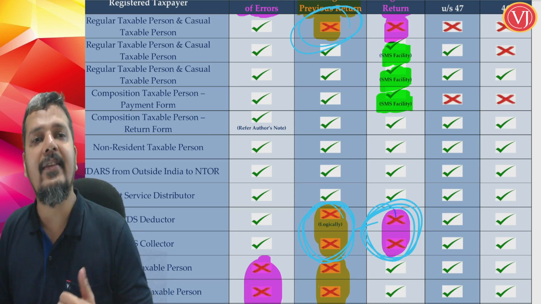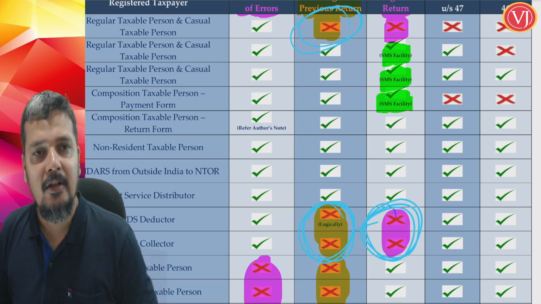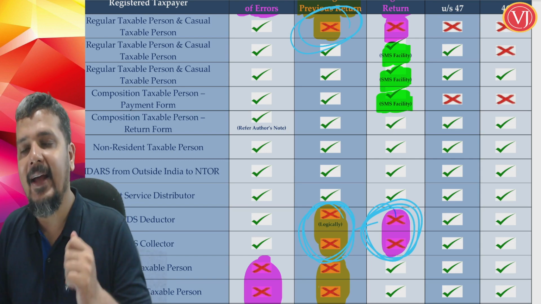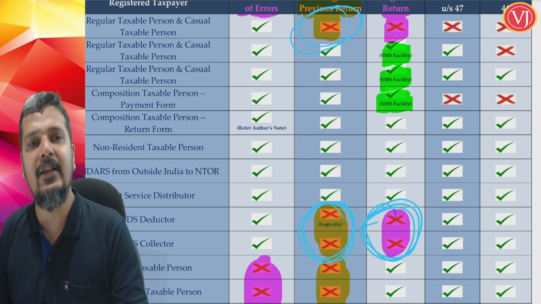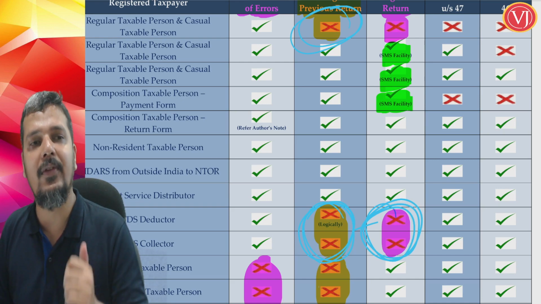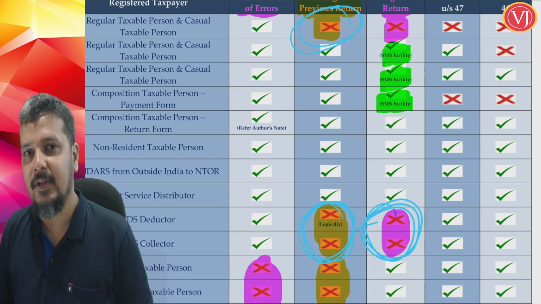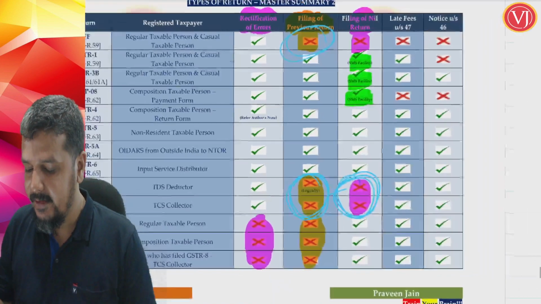All the other nil returns I have to file by going to the portal. But GSTR 1, GSTR 3B, CMP 08, I can file my nil GSTR 1, nil GSTR 3B, nil CMP 08 using the SMS facility. Now if you look at these things, they are very, very different.